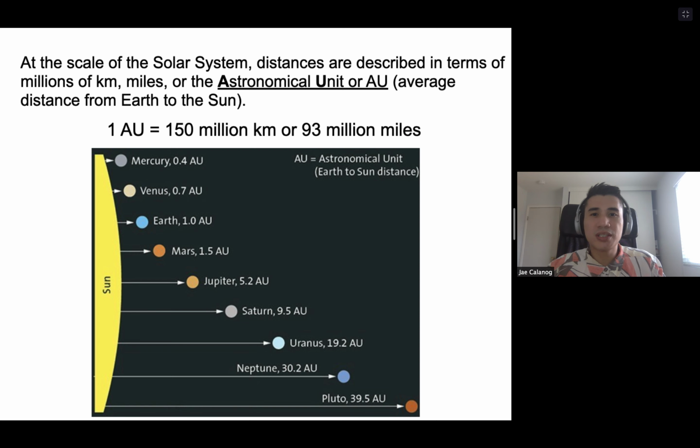And so by using the AU, you can actually get a good sense of how our solar system is structured. It's very easy to compare distances within our own solar system. So for example, if you look at the distance of Jupiter to the Sun, you can see in the slide that it's about 5.2 AU.